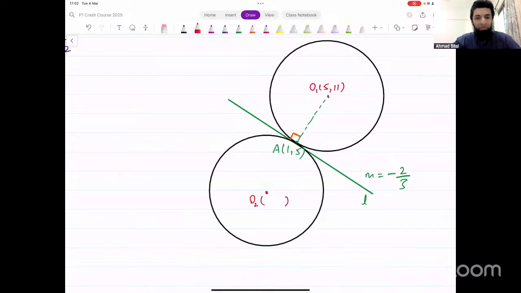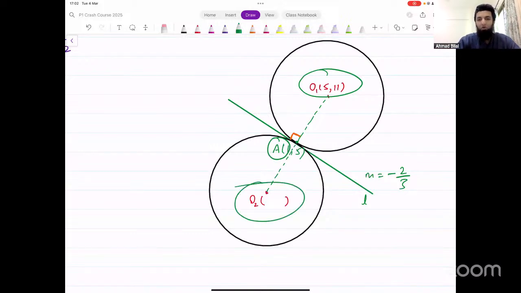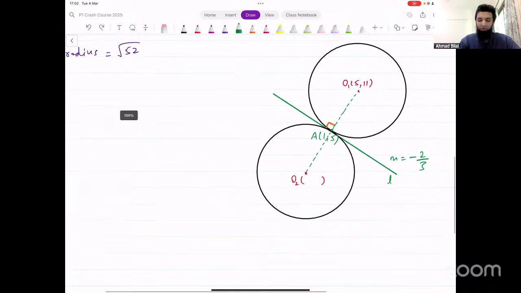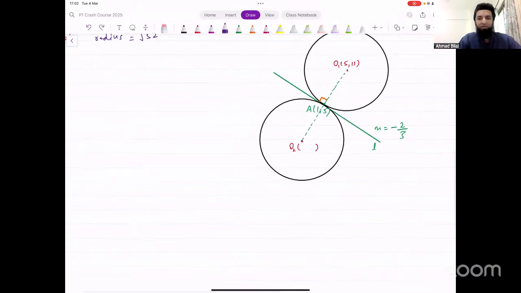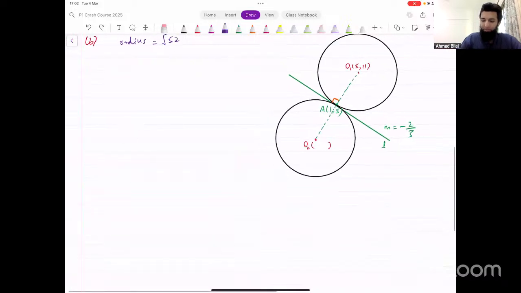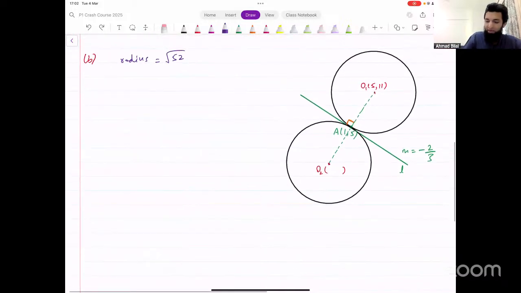A is the midpoint, right? So since line L is tangent to both of the circles, if we were to extend this line, extend the radius on the other side, A is the center of O1 and O2. A is the midpoint of O1 and O2. You can either use the midpoint formula, that's one idea, or we can use the vector method, that's much quicker, right? Yeah, so just look at the differences between the X and Y coordinates.